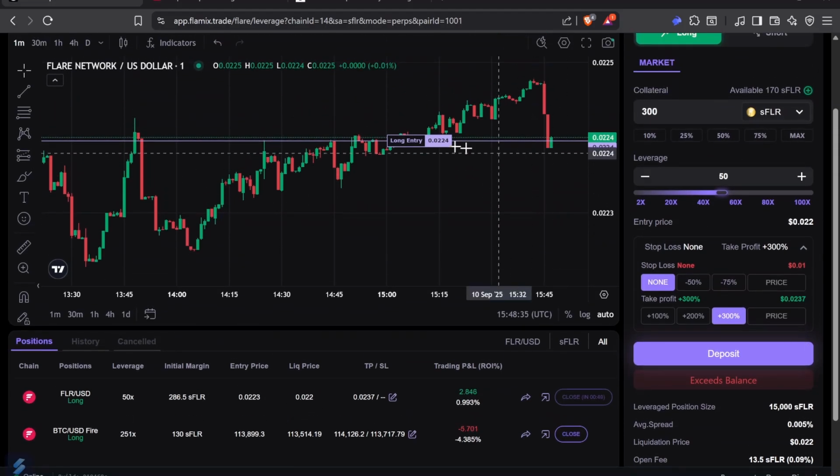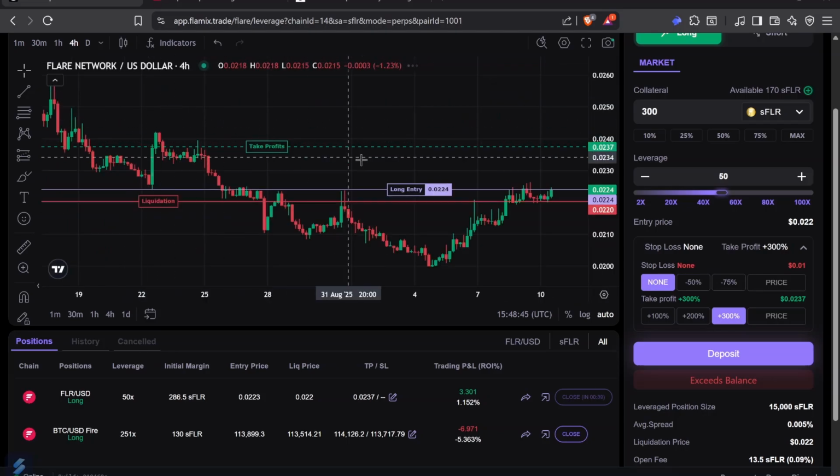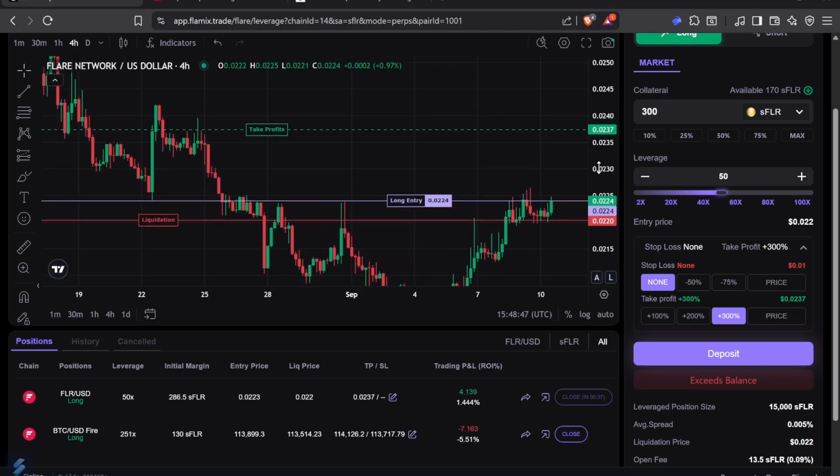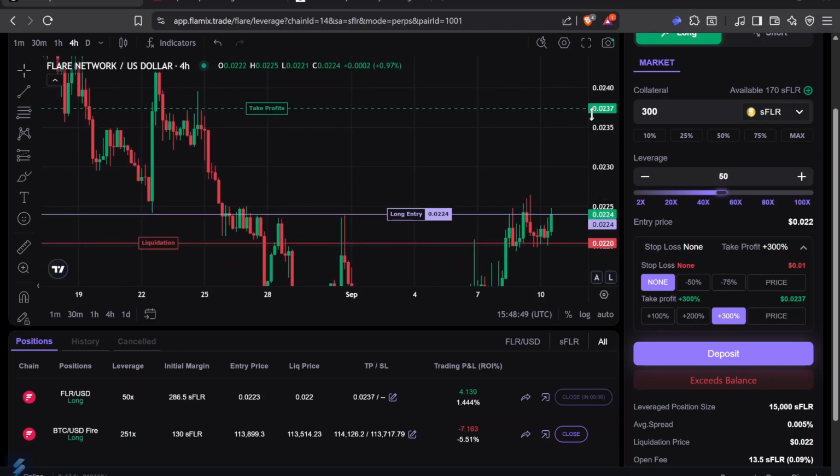All right, let's see. So the long entry at 0.224 and the price is just above it. Right now I'm in the 1 minute. Let's go for the 4 hours. I think it's going to be easier to read. And here it is. So my 300% profit is if it goes to 0.237 and the liquidation price is 0.22.